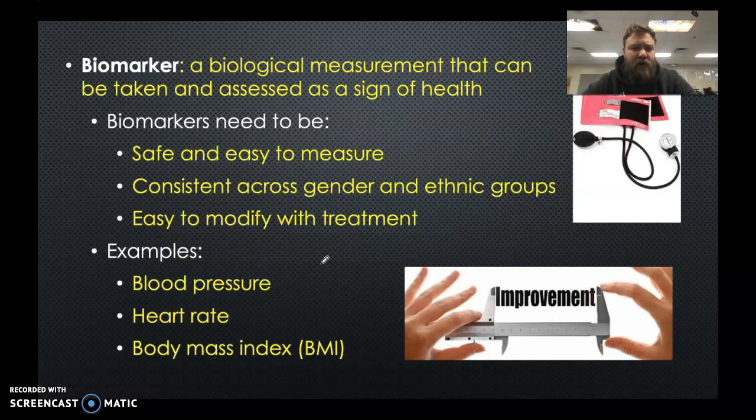So what are biomarkers? Biomarkers are basically things that you look at to see how healthy you are. Things like blood pressure, heart rate, BMI, which isn't the most accurate, looking more at fat content, but that's a little bit harder to do. BMI is really easy to compute, and that's why it's used. But essentially they're things that are pretty safe and easy to measure, pretty consistent across all ethnic groups and all genders, and easy to modify with treatment. If you ever got a physical at the doctor, a lot of those things are your biomarkers, what they're checking: height, weight, blood pressure, triglycerides in your blood, stuff like that. Different things can be found within it. Blood tests can be biomarkers too, and they have a lot of biomarkers in there.